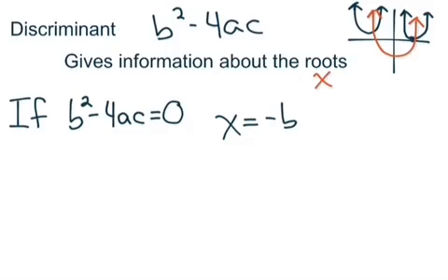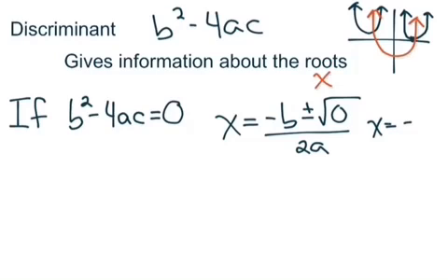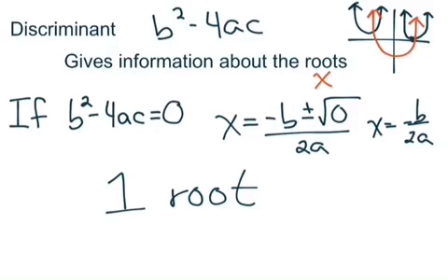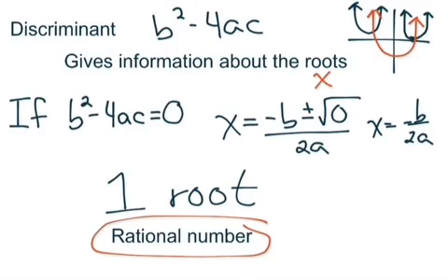We would have negative b plus or minus, and the 0 would be inside the radical sign, over 2a. The only possible solution for x there is going to be negative b over 2a. Therefore, you would only have one root if your discriminant equals 0. And in addition, we know that that root is going to be a rational number because we can clearly see here that it can be written as a fraction.